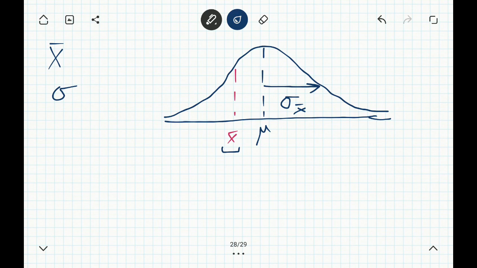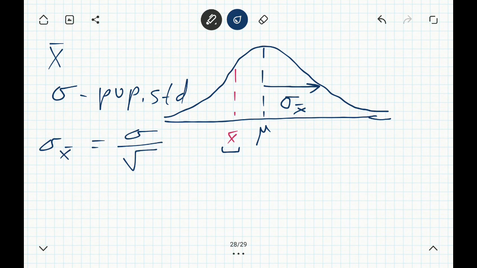So we have our population standard deviation. I'll put it as pop std, and we want to know the standard deviation of the sampling distribution. So what we will do is we take our population standard deviation and we divide it by the square root of the sample size. So if your samples are of size 2, then you put 2 instead of n. If you have samples of size 30, then your n is 30, and so on.